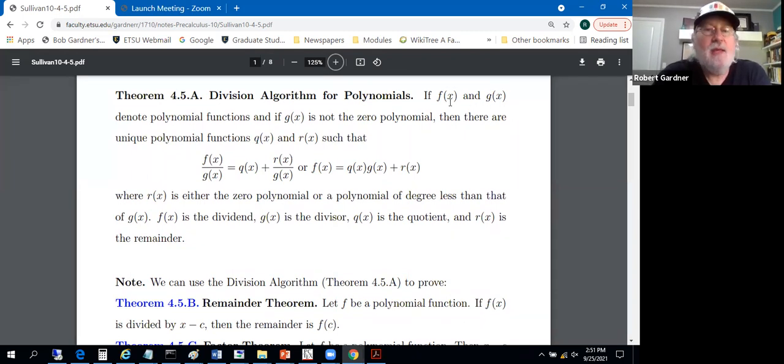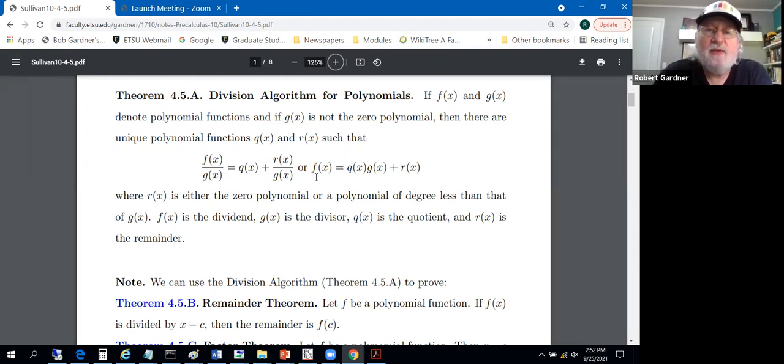So if f and g denote polynomial functions, if g is not the zero polynomial, because we're going to divide by g, then there are unique polynomial functions q for quotient and r for remainder, such that f of x divided by g of x equals q of x plus r of x over g of x. Think of this in terms of numbers, and that's the exact type of relationship you get when you do long division. We'll deal with this division algorithm and some of its uses using long division of polynomials.